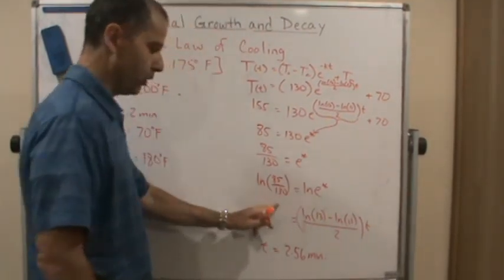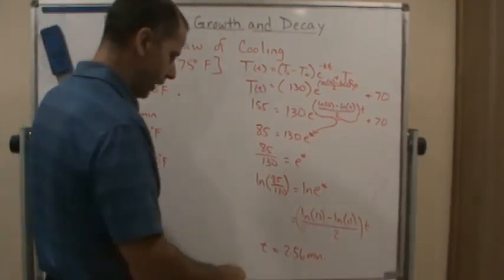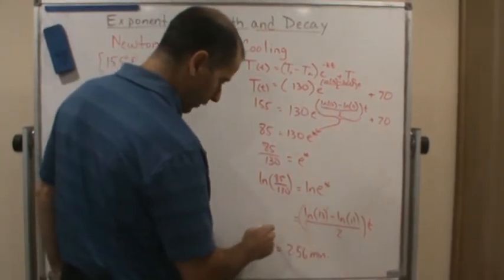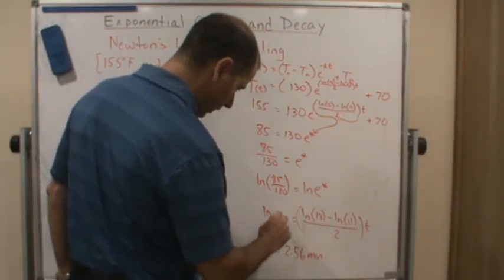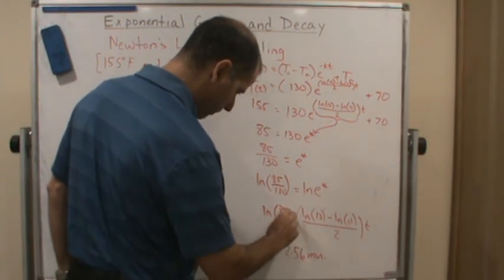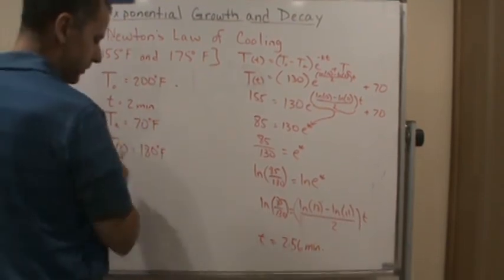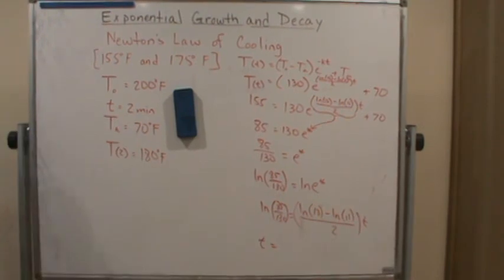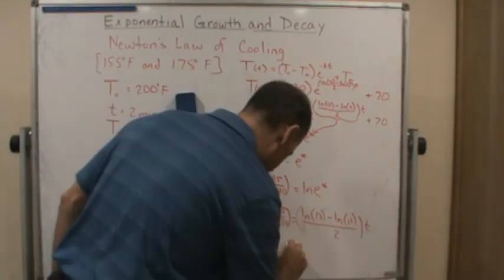And again, if you can reduce the fraction in there, you go right ahead and do it. Simplify it. Make it easy on yourself. And then what do you get? You get the natural log of 85 over 130 equal to this, right? And then if you divide both sides by this and solve for t, well, what do you get from that point? Well, you get approximately 5.09 minutes.